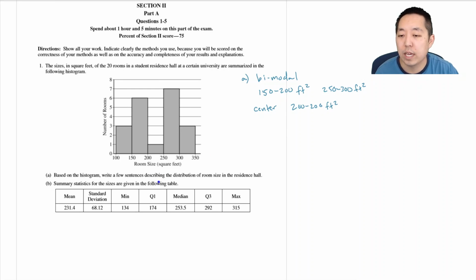And there doesn't appear to be any particular amount of skew. It's not normally distributed, so we don't really talk about skew that much. But those are the key terms that I would probably talk about in general. And no particular outliers as far as we can tell in here. So here the summary statistics for the size are given in the following table.